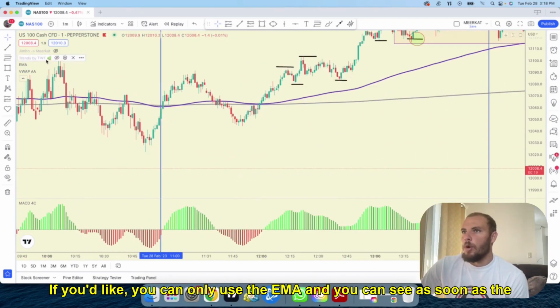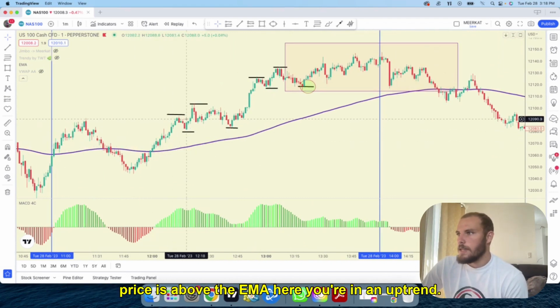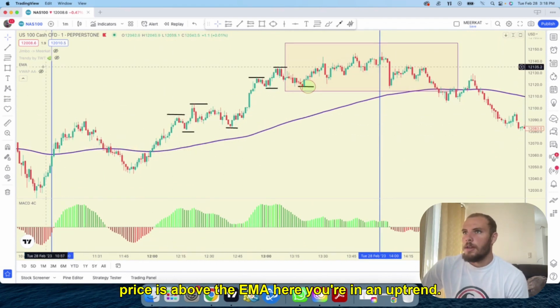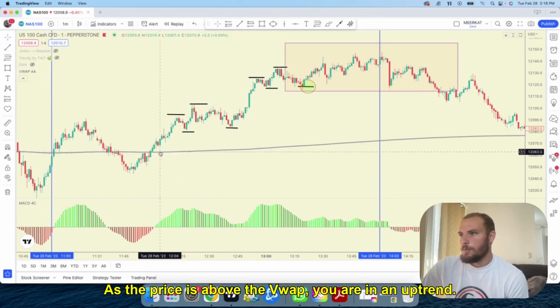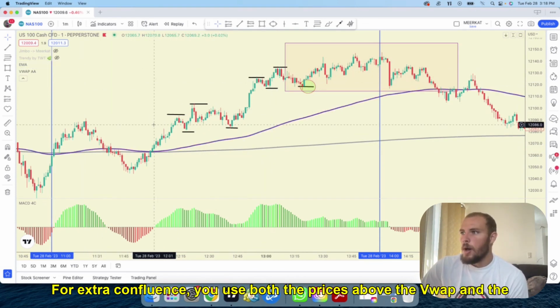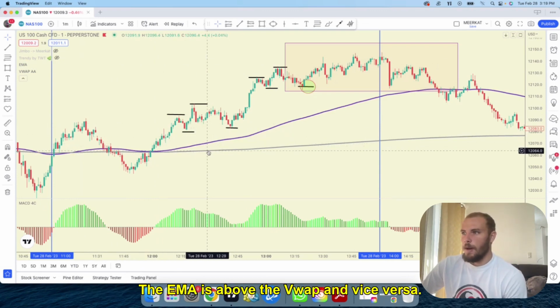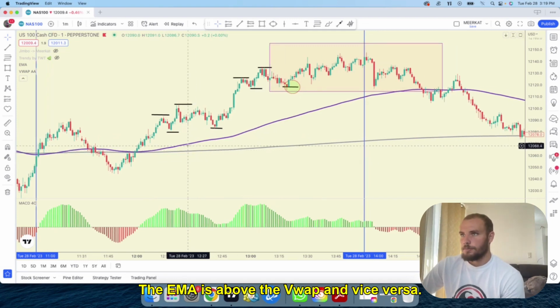If you'd like, you can only use the EMA. And you can see as soon as the price is above the EMA here, you're in an uptrend. If you would like, you could only use the VWAP. As the price is above the VWAP, you are in an uptrend. For extra confluence, you use both. The price is above the VWAP and the EMA. The EMA is above the VWAP, and vice versa.